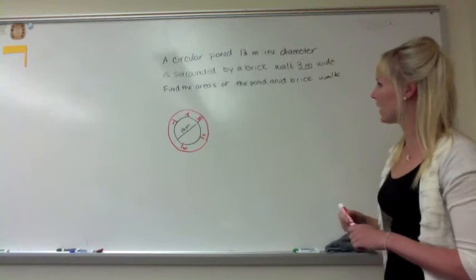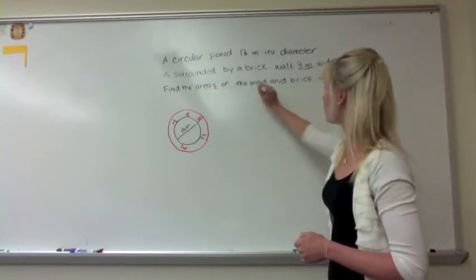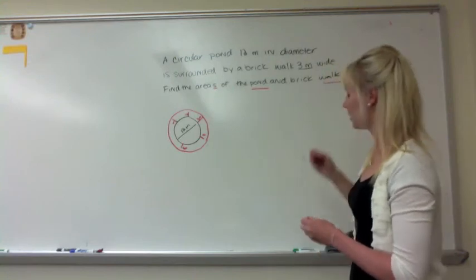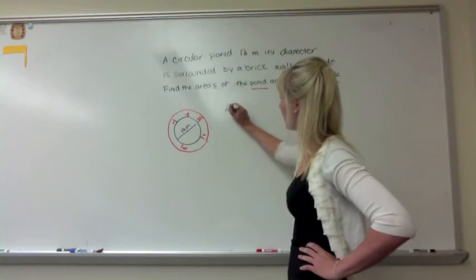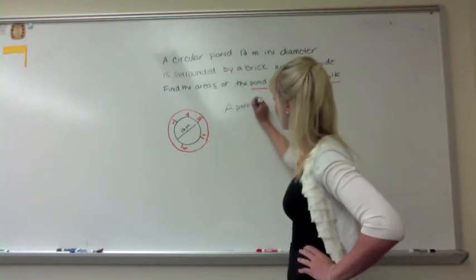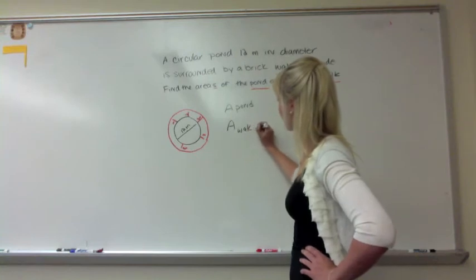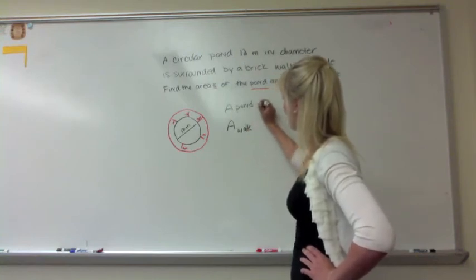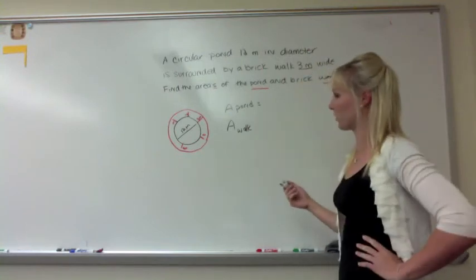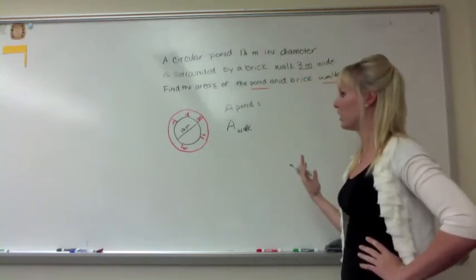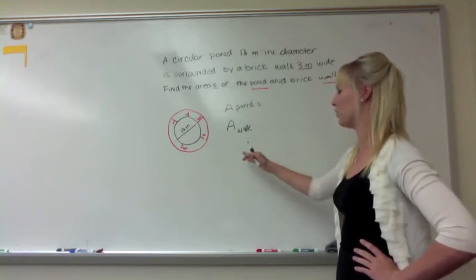Okay, it says find the areas. Notice we're finding 2 areas here, of the pond and the brick walk. Okay, so we are going to have to try to find the area of the pond and then the area of the walk. Okay, now we know that both of these are going to use the formula for the area of a circle, but we have to strategize a way to find the area of the walk, okay?